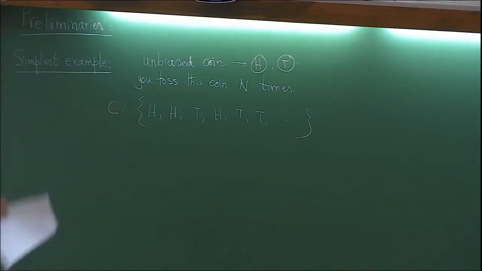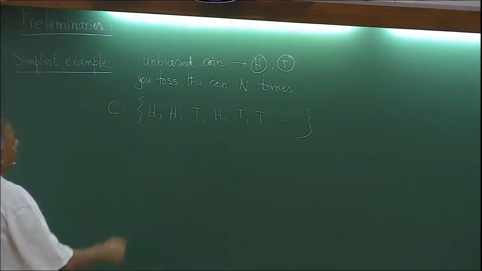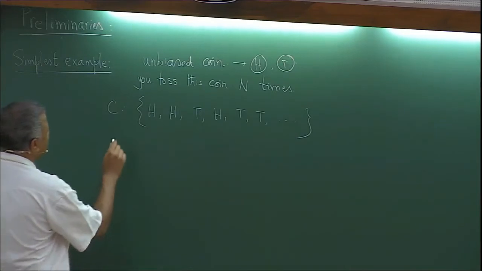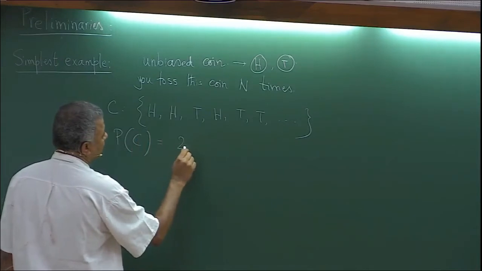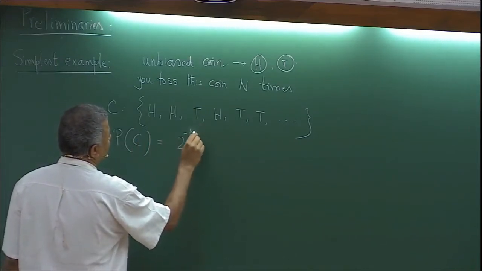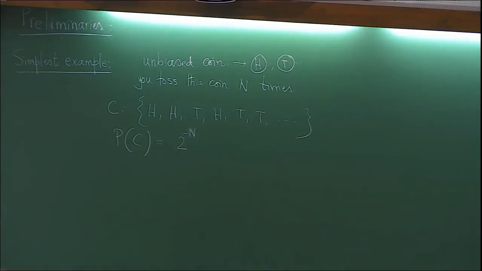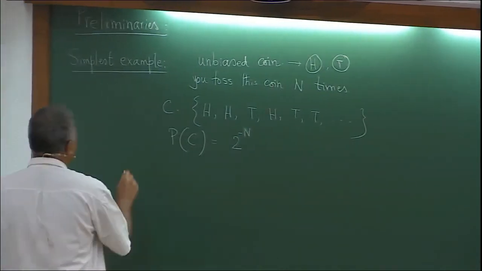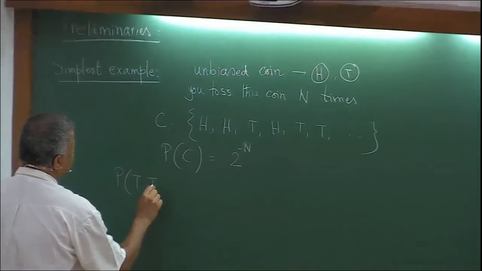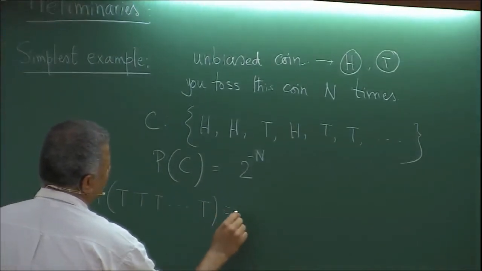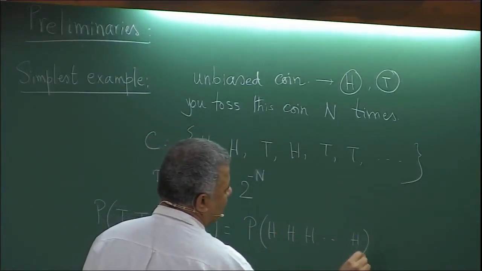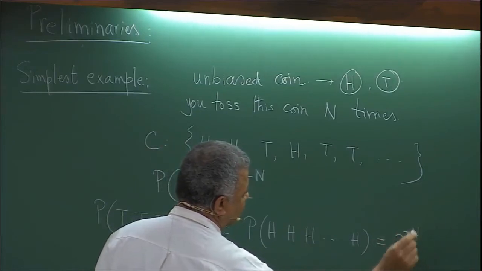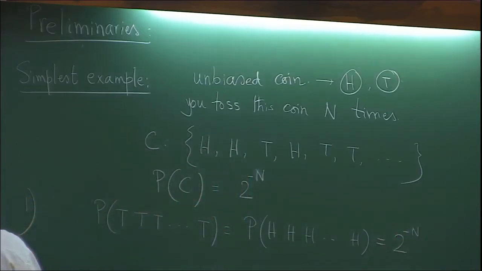Because each tossing is independent and they all occur with equal probability, each time head or tail, therefore the probability of any configuration is exactly the same. All configurations are equally likely, and this is 2 to the power minus n. That's clear. So in particular, a configuration like all tails, which is the same as all heads, has probability 2 to the power minus n. I'll put it as number 1.